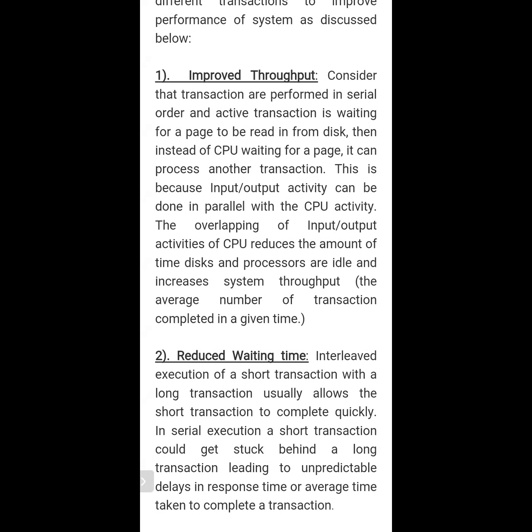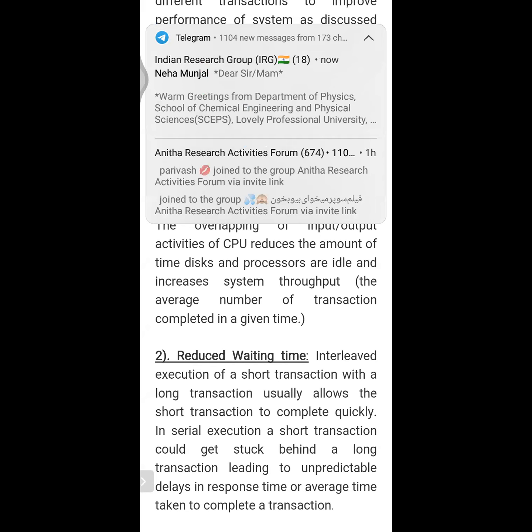Okay, so now try to see on the screen. Consider that the transactions are performed in a serial order, and the active transaction is waiting for a page to be read from the disk. Then, instead of the CPU waiting for a page, it can process another transaction. This is because input or output activity can be done in parallel with CPU activity. So if you observe the serial schedule and the non-serial schedule, in the case of a serial schedule, each and every time the CPU is waiting, right or not?